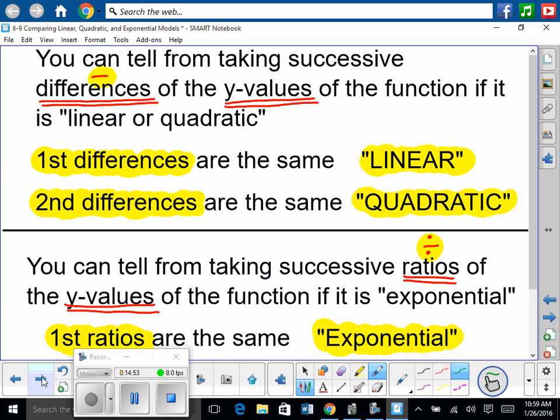Now here's the thing. I always check to see if it's exponential first, because I don't want to have to go through and find both of these if it's exponential. So that's what I'm going to do. So everybody, here we go.